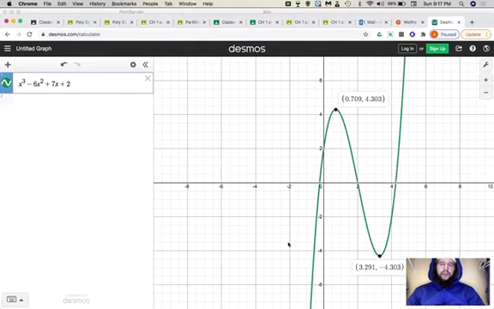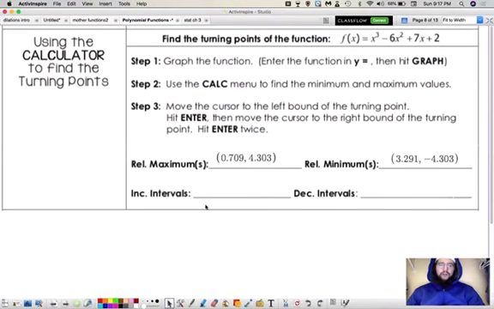So if I'm going from the left to the right, it's starting out going up. It's going up until I get to this turning point, our maximum here. So from negative forever to this maximum dot right here, it's going up. So we are going to put this in interval notation.